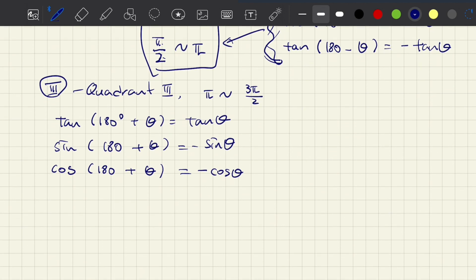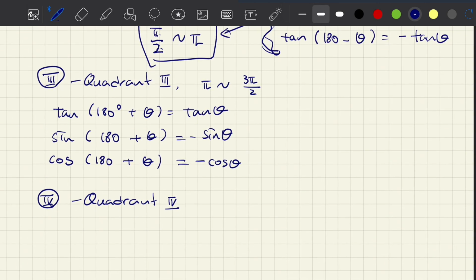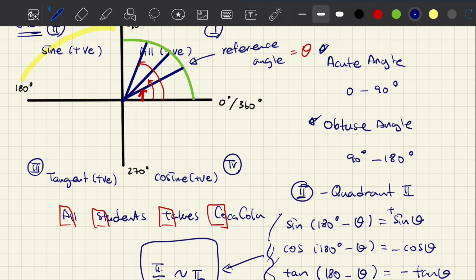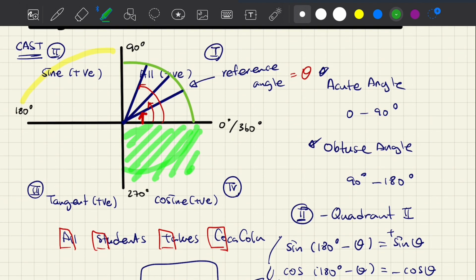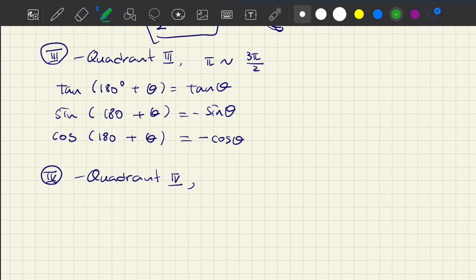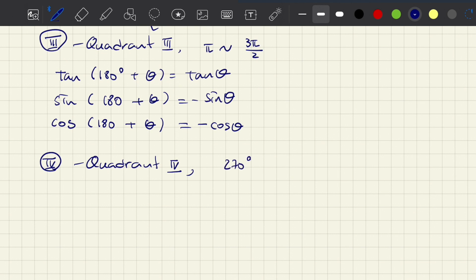Okay, then let's talk about quadrant 4. We know that quadrant 4 is located between 270 degrees and 360 degrees, right? So this is your quadrant 4, and in quadrant 4 only the cosine value is positive, right? So we are trying to calculate the angles between 270 and 360, or we can say 3 pi over 2 and 2 pi.